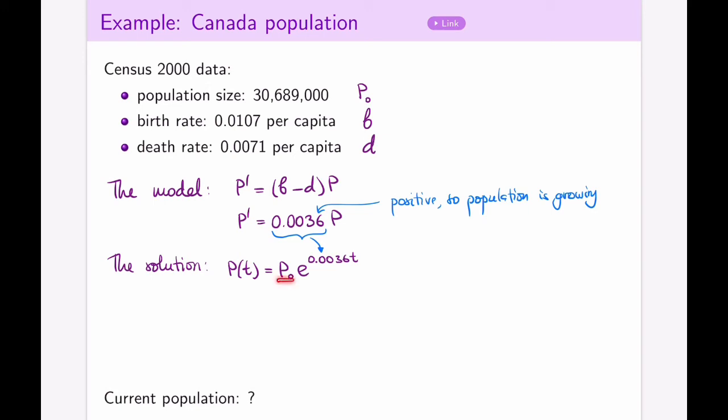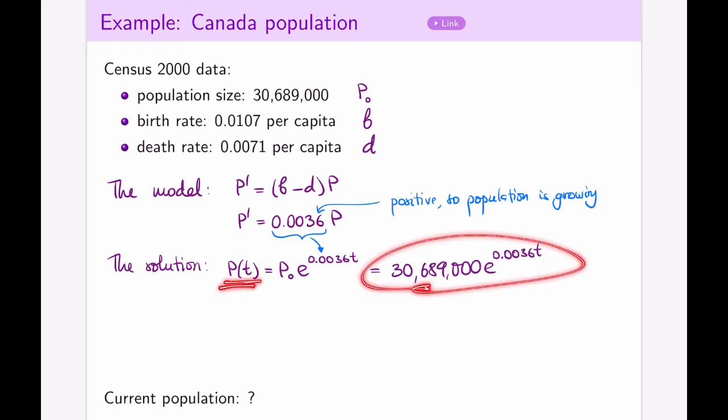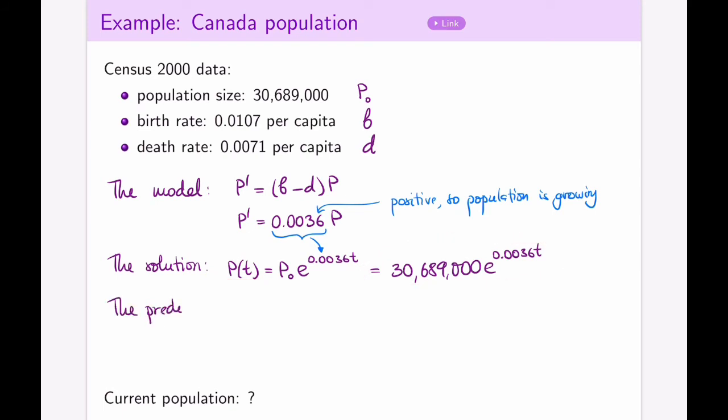Now, of course, I also know the value for P naught here if I'm taking year 2000 to be my starting year of the data collection. So altogether, I have 30,689,000 times e to the power 0.0036 t. Once I have an actual model, I can compute my prediction for any year using this model. So what is my prediction for 2020?